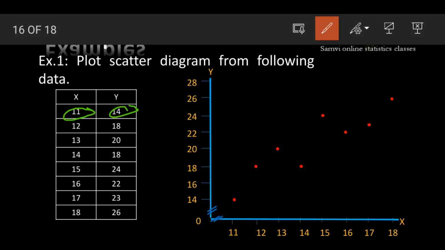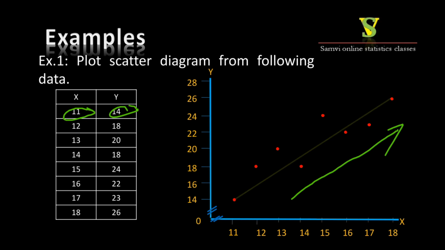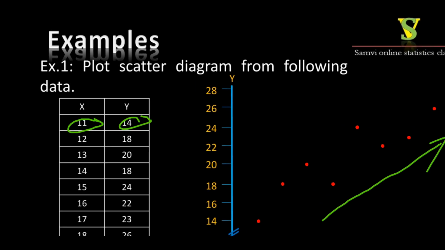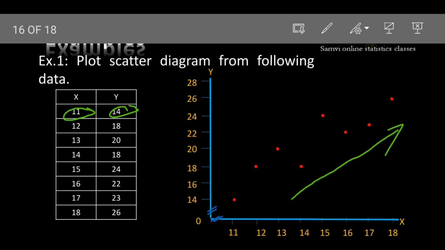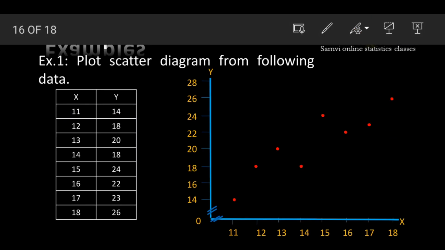Now you have to verify this. Here it shows the increasing slope. Getting? It shows the increasing slope, but the points are not on the straight line. If I plot the line at the center, all the points are not on the straight line, but clustered around the straight line and showing the increasing slope. So our conclusion must be that it is a positive correlation between the x and y variables. Getting?